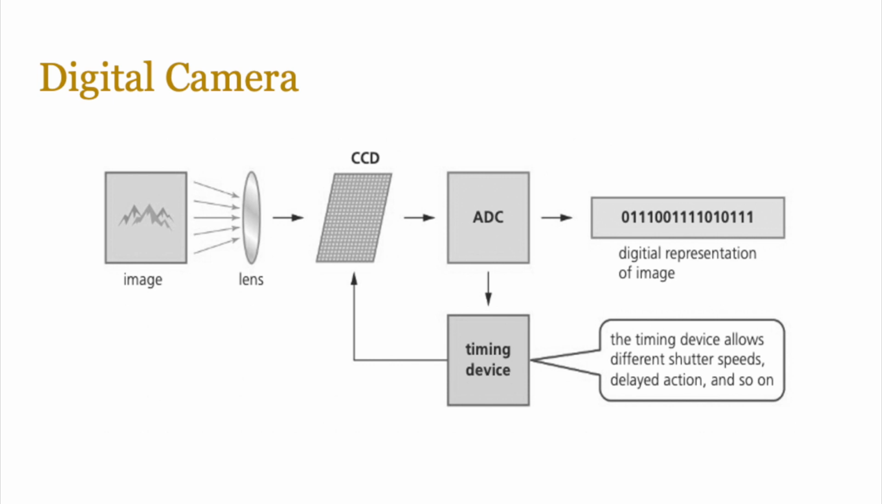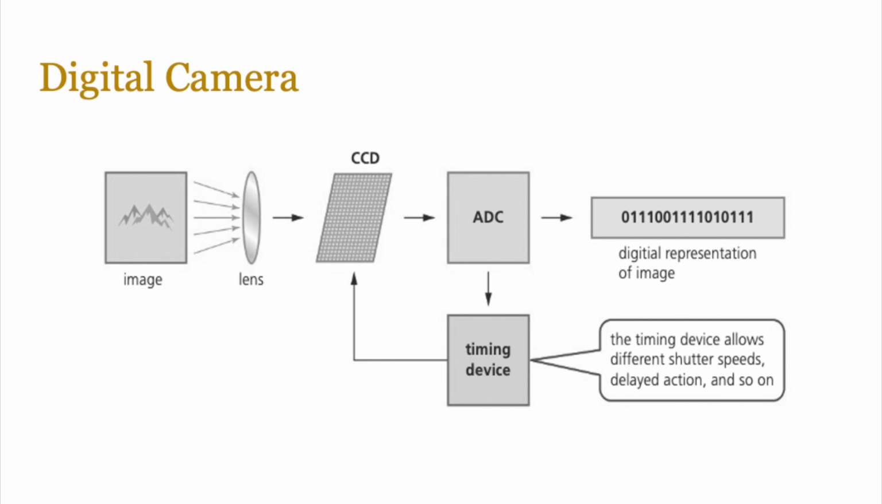So how does a digital camera work? Well, an image is captured via light, and that light is passed through a lens and onto something called a charge coupled device, or a CCD sensor array. Now, this converts that analog signal to a digital signal, so a digital representation of the image is created. There's a timing device that allows different shutter speeds, which allows delayed action, alters the aperture size to allow more light in, and things like that.